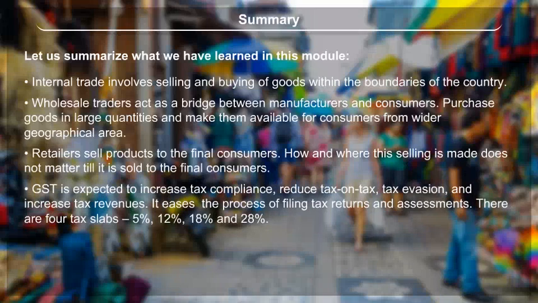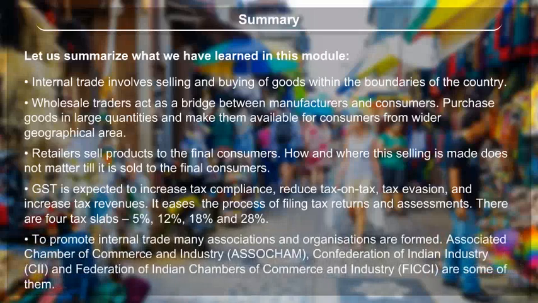GST is expected to increase tax compliance, reduce tax on tax, tax evasion, and increase tax revenues. It eases the process of filing tax returns and assessments. There are 4 tax slabs: 5%, 12%, 18%, and 28%. To promote internal trade, many associations and organizations are formed. Associated Chamber of Commerce and Industry, ASSOCHAM, Confederation of Indian Industry, CII, and Federation of Indian Chambers of Commerce and Industry, FICCI, are some of them.